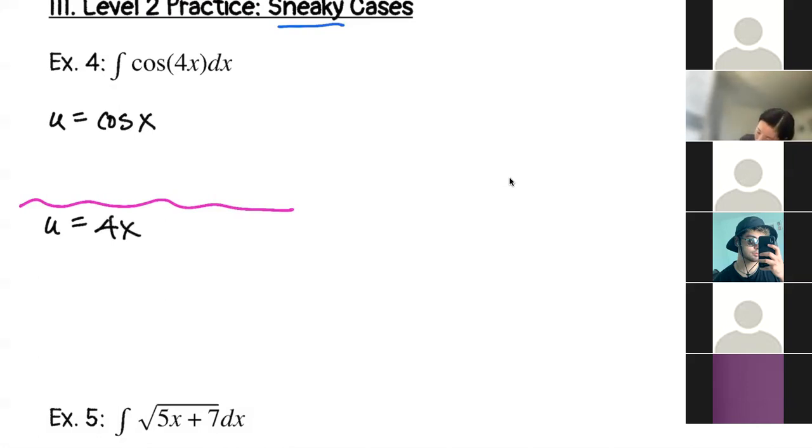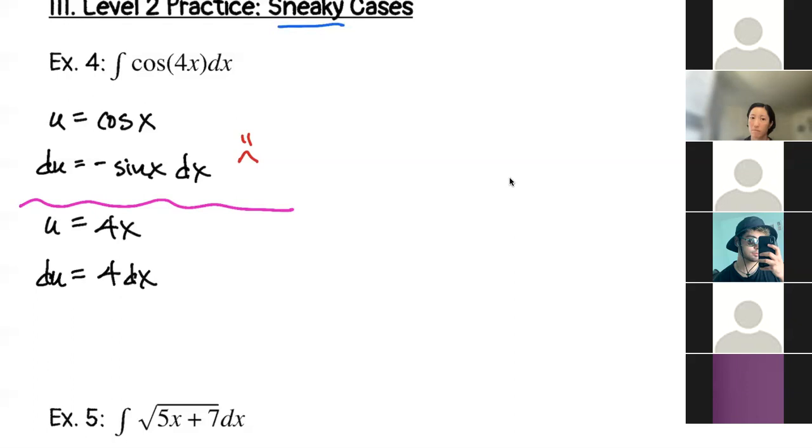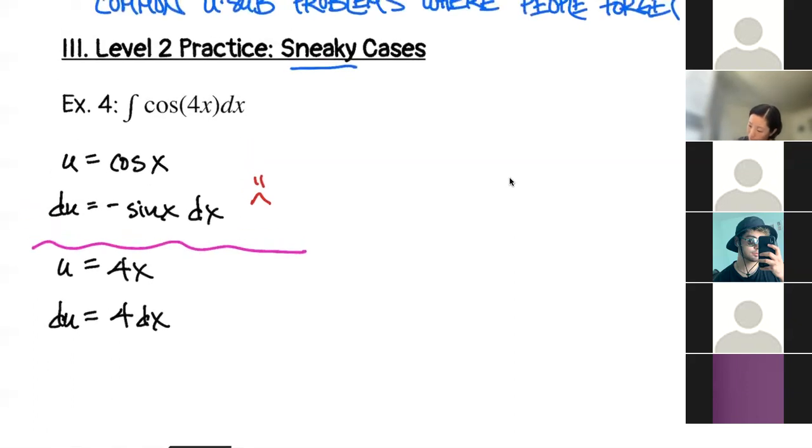Well, if I choose cosine, my derivative will involve a sine. And right off the bat, I look back at the problem and there's no sine in there, so that just seems like it's not going to be helpful. But let's see what happens if we find du of the second one. If we have u equals 4x, then du equals 4 dx. Well, let's see. If I let 4x be my u, that means that this part is going to become u.